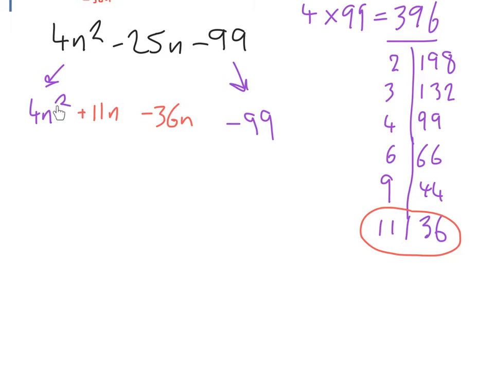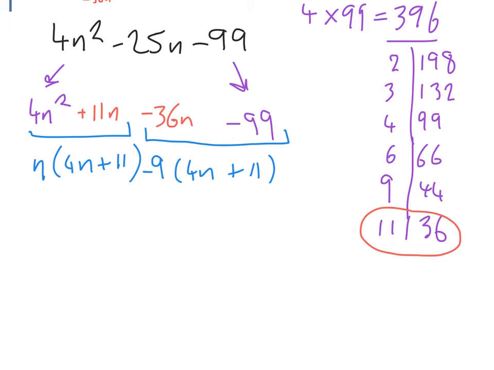So I'm going to factorize the first two terms. So I'm going to have n times 4n plus 11. And then I'm going to factorize the right two terms. And I'm going to have minus 9 times 4n plus 11. Putting those together, I end up with 4n plus 11 times n minus 9. So that's another way to get my factors. Alternatively, I could have just used my quadratic formula to solve.